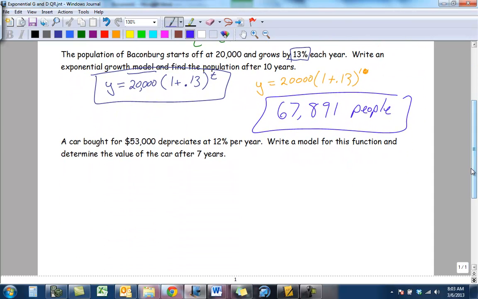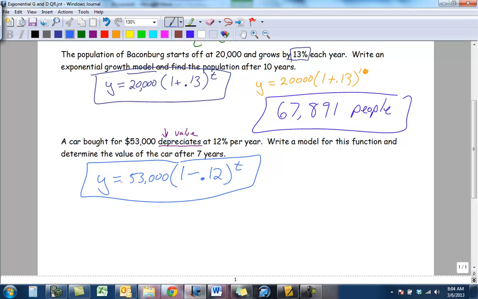All right, now let's do another example. A car bought for $53,000 depreciates at 12%. Now, what does depreciate mean? Depreciate means it drops in value, it goes down in value. So this is going to be a decay problem. So this is Y equals, what's the initial amount? 53,000. But it's depreciating, so it's 1 minus 0.12 raised to the t power.